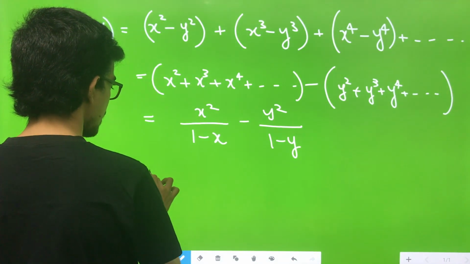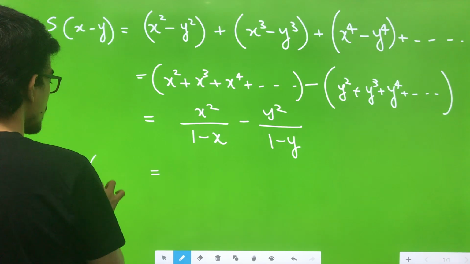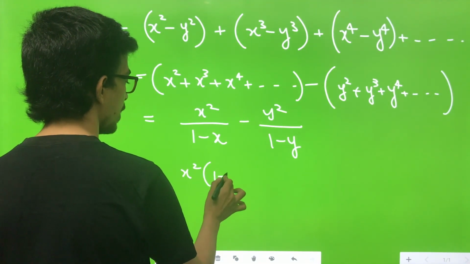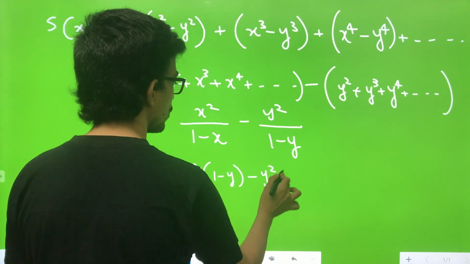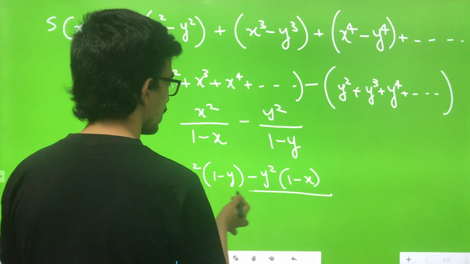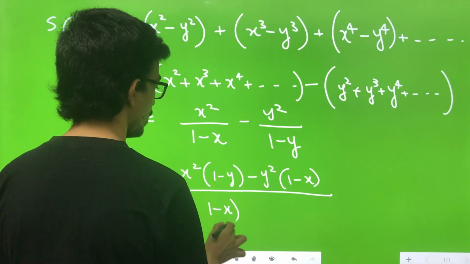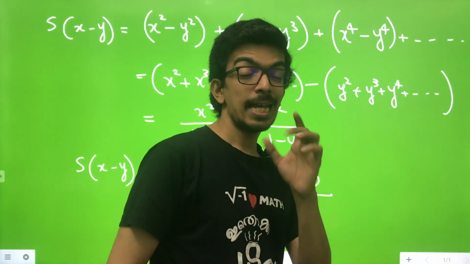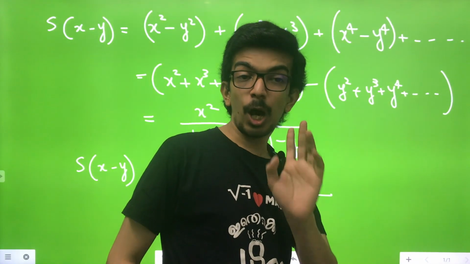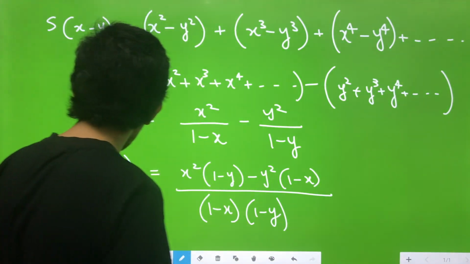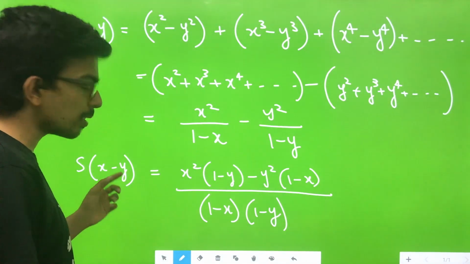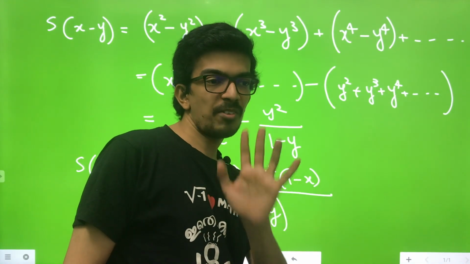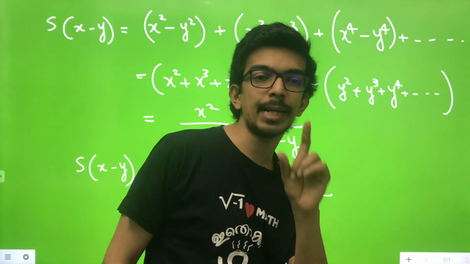So let's simplify this expression. Our s into x minus y is going to be x square into 1 minus y minus y square into 1 minus x, whole divided by 1 minus x into 1 minus y. Of course, when you see the options, there is no xy term in the options. But when you are trying to isolate s here, there is an x minus y which is going to come in the denominator. So it is obvious that the x minus y term needs to get cancelled off.